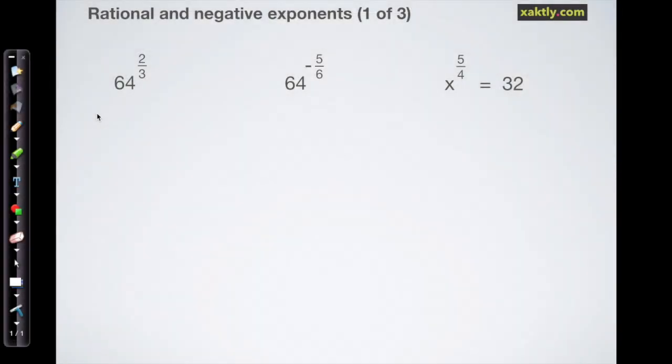You're going to encounter a wide variety of problems that involve rational and negative exponents. So here's a smattering of those. Let's give them a try. First, let's evaluate 64 to the 2/3 power.